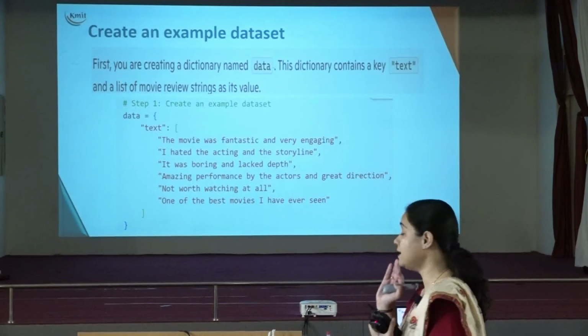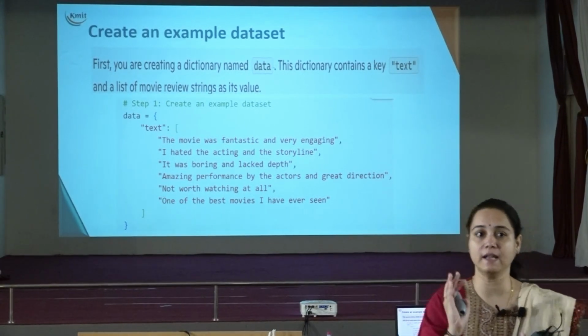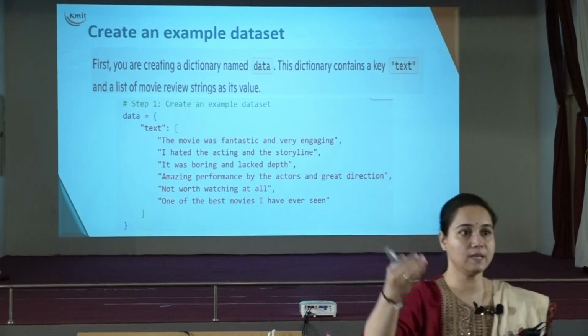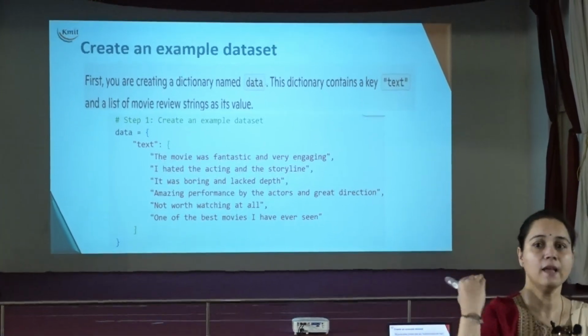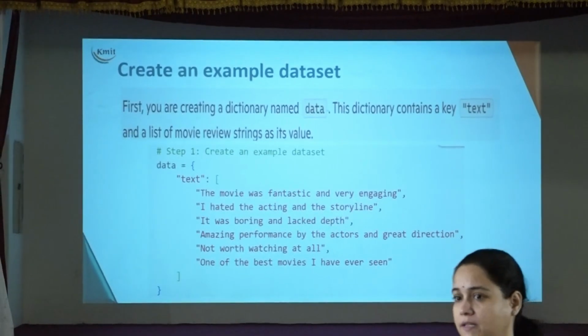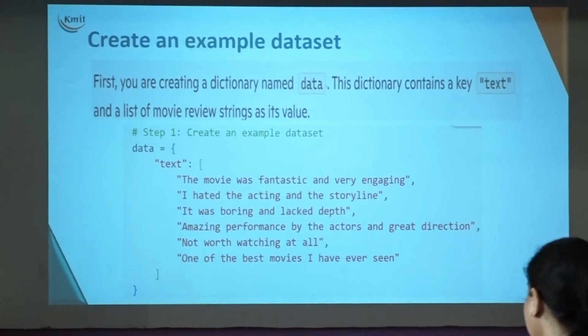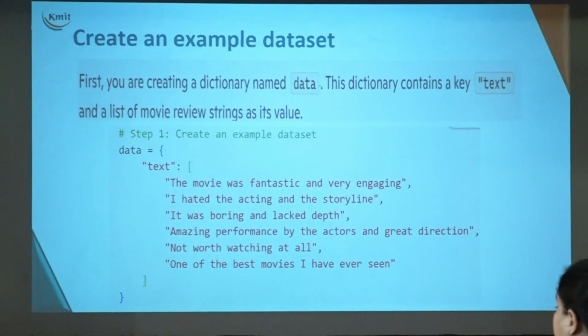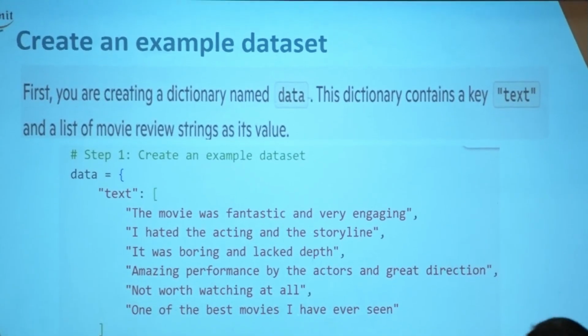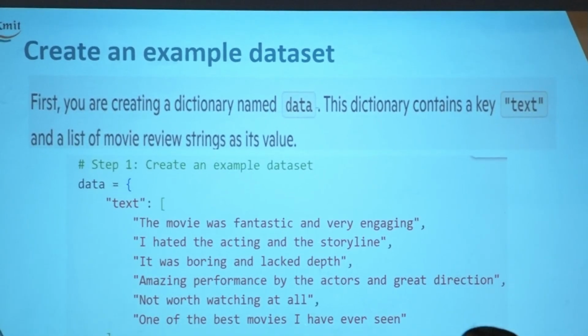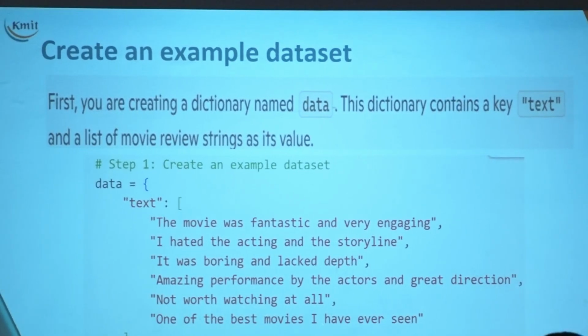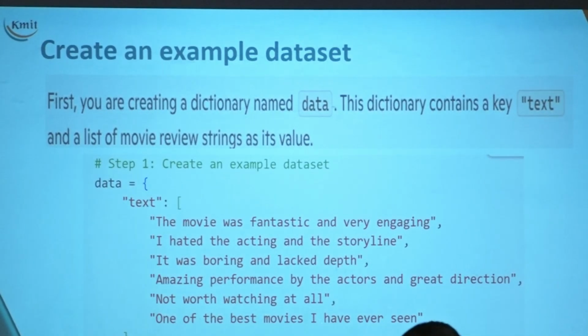How do I create my data set? By first creating a dictionary. So the first step was you import your libraries. Second step is to create your data set by creating a dictionary, wherein I am calling the key as text and I am giving its value as a list of movie review strings.